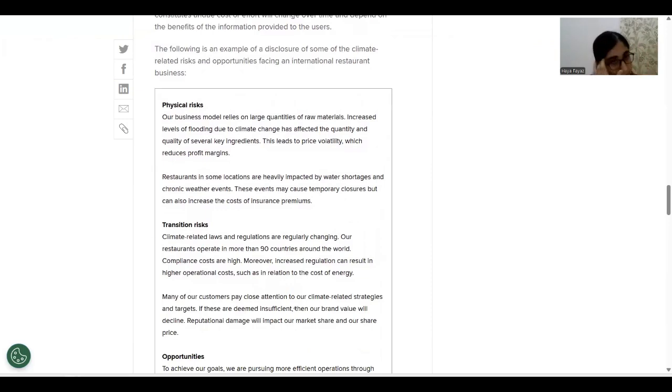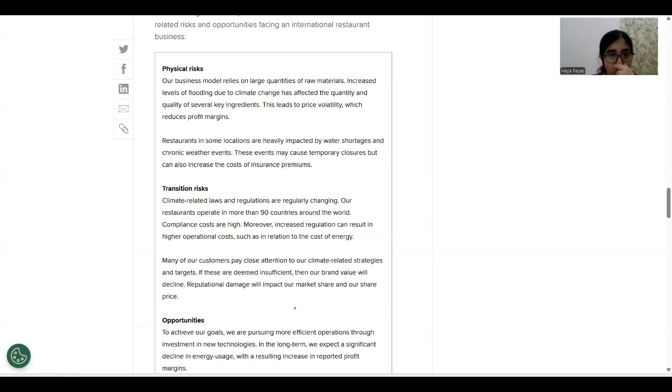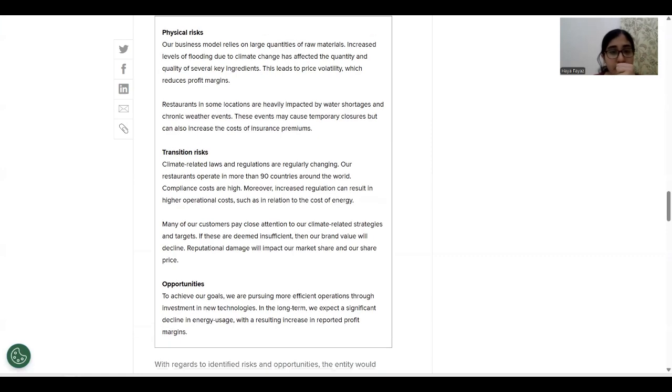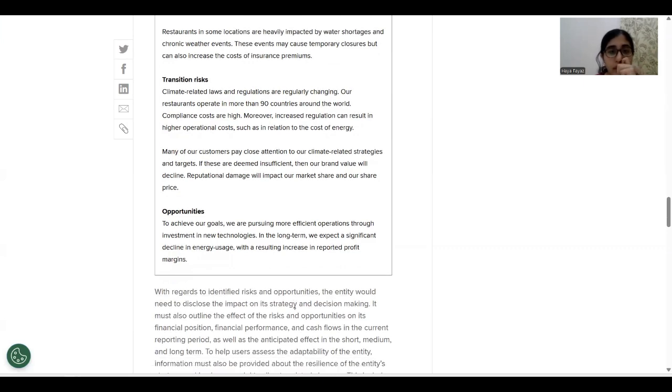So please remember that. The following is an example of disclosure of some of the climate-related physical risks. Increased levels of flooding due to climate change have affected quality and lead to price volatility, which reduces profit margin. Restaurants in some locations are heavily impacted by water shortages and chronic events. These events may reduce revenue, and they can also increase the cost of insurance premiums. Transition risks: regulations are regularly changing, and the business operates in more than 90 countries around the world. Increases can result in higher operating costs in relation to the cost of energy.